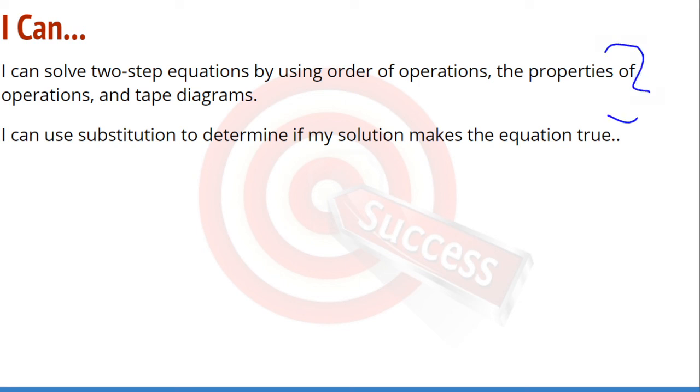We used all of this as we worked today. And then we used substitution. We found answers, we put them back into our equations, back into our tape diagrams, and asked if everything made sense. So that concludes Module 4, 28.